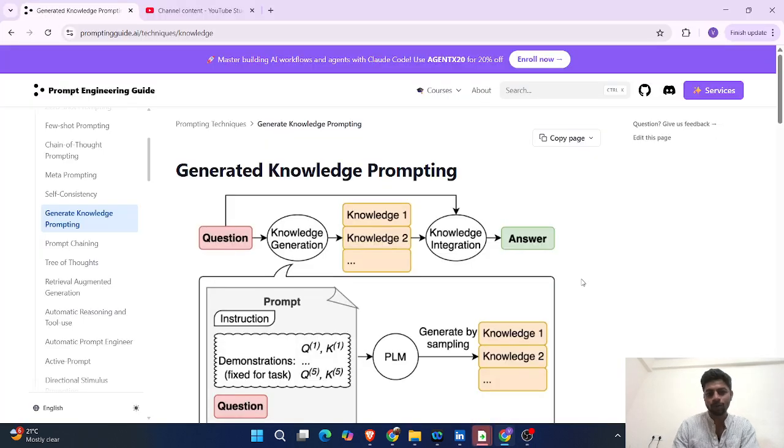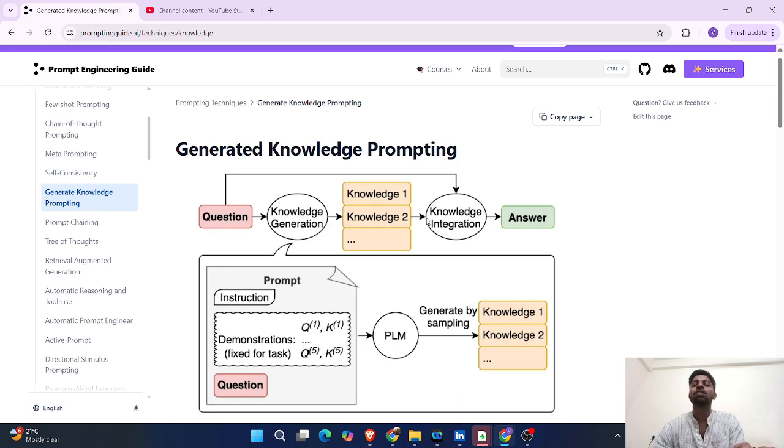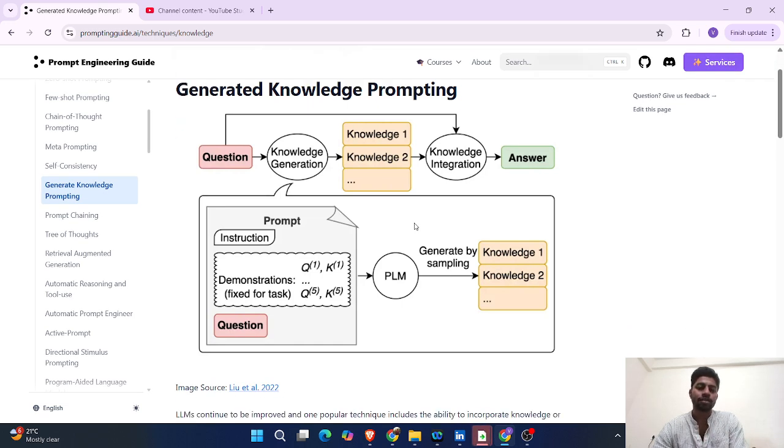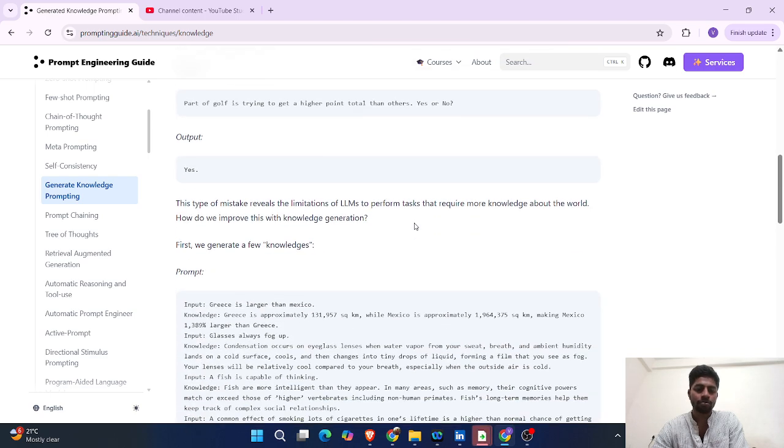Everyone. So, what is generated knowledge prompting? See, before an LLM gives you some conclusion or answer, it will take some metrics, and based on those metrics, it can give you the proper concluded answer. So, I'll tell you with one example.